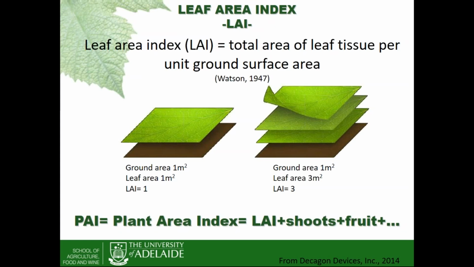Being more precise, because VitiCanopy does not distinguish between leaves and the other components of the canopy from the image, what it really measures is a plant area index, so it's the sum of leaf area index plus the shoots, fruit, cordon, and so on. So whoever uses it needs to keep that in mind. It's not just green leaves.